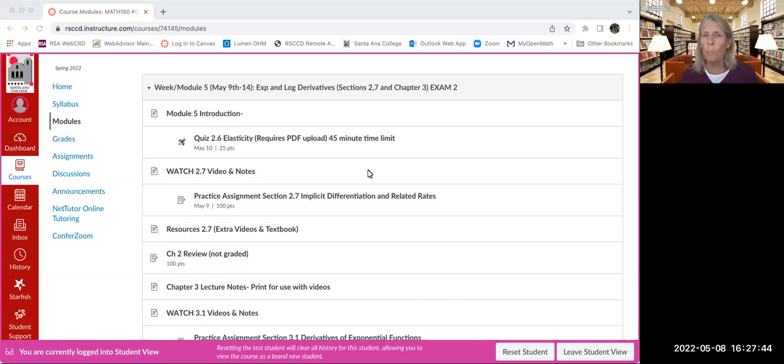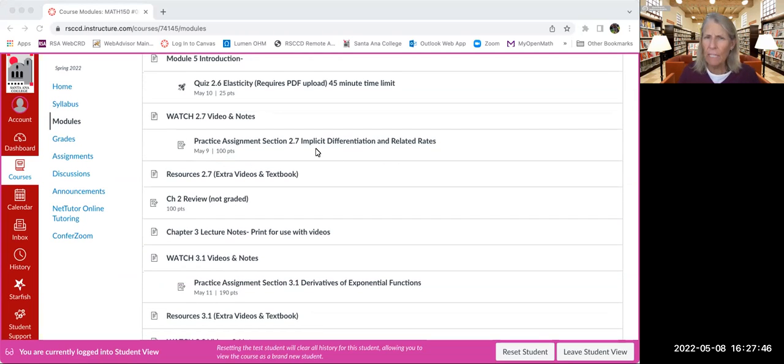Then you have section 2.7 on what's called implicit differentiation and related rates. So I'll tell you now that I'm not going to ask you about related rates on the test, but implicit differentiation, yes. I realize you sometimes have to make decisions on what to do and what not to do, so I'm just trying to help you with a little bit of that. If you're running low on time, practice your implicit differentiation and let related rates go, okay, if you have to.